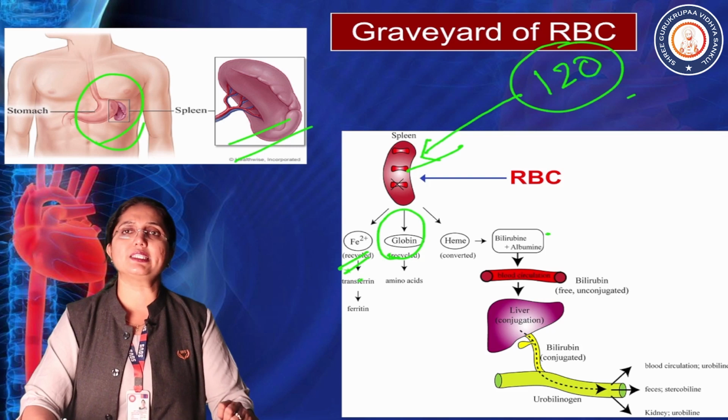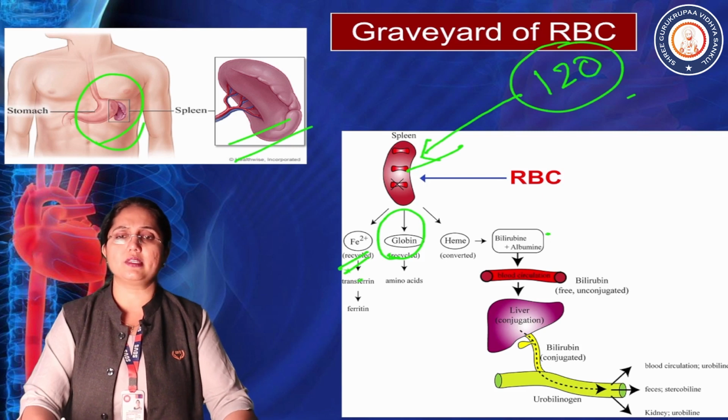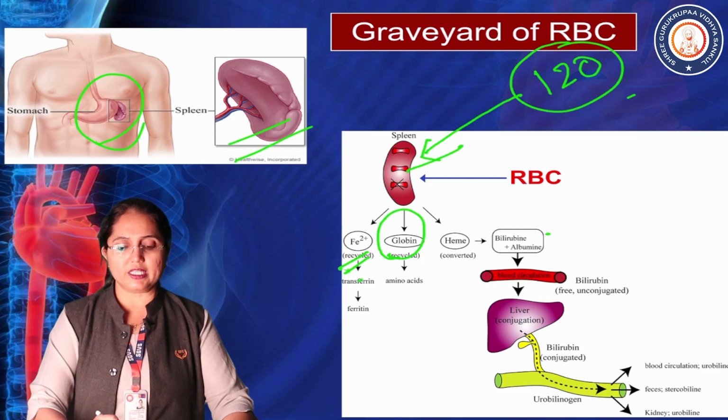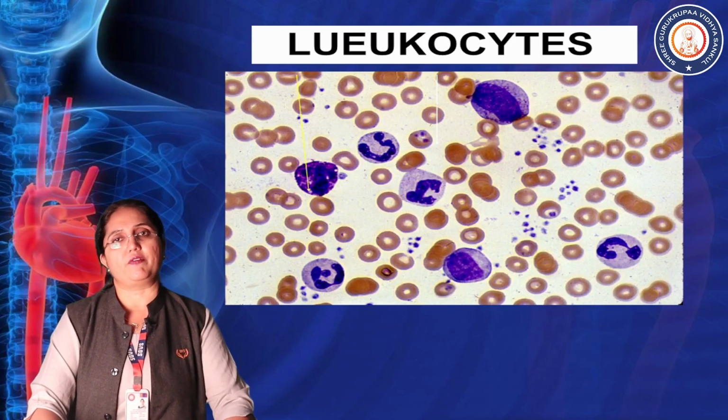So the useful things are absorbed by the spleen and poured again into the bloodstream, and the dead bodies, or you can say unused things, are then transferred to the large intestine. And that's why the spleen is called the graveyard of our body, in which the RBCs are getting buried. So that's why it is called a graveyard, right?